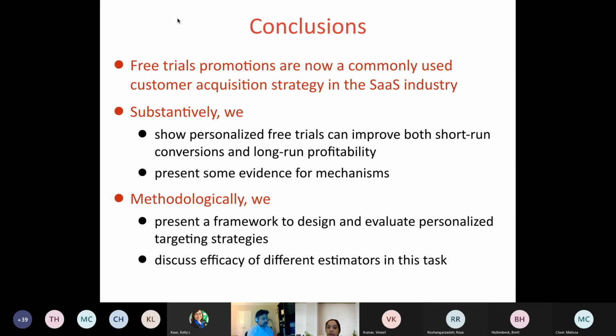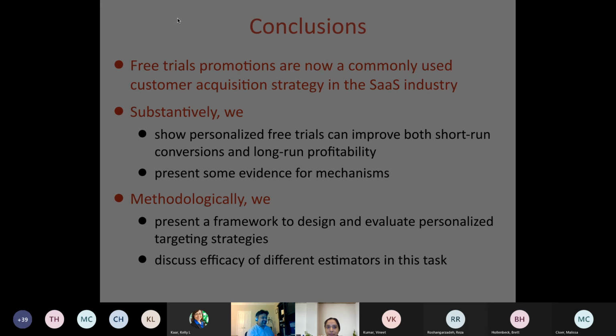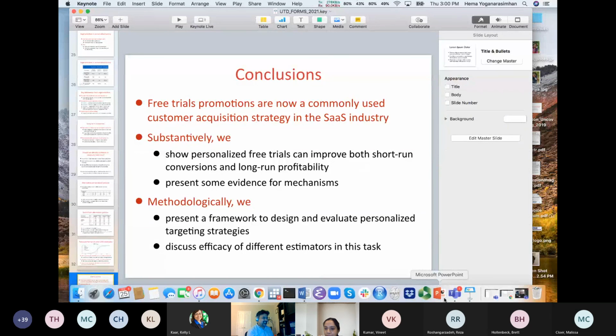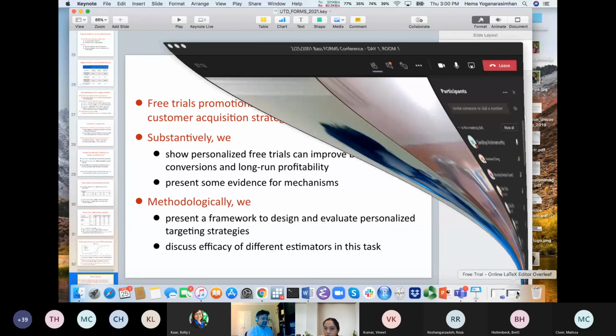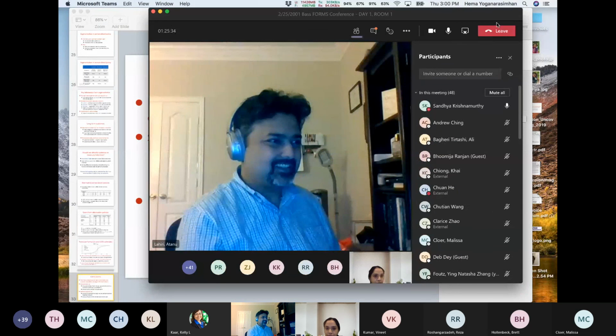And methodologically, we showed you a basic framework to think about designing and evaluating personalized targeting strategies. We also showed you some comparisons on the efficacy of different types of estimators for this task. Hopefully you learned something new, even though I couldn't see people's faces, which helps me gauge how it went. I'll stop now and turn it over to the discussant.